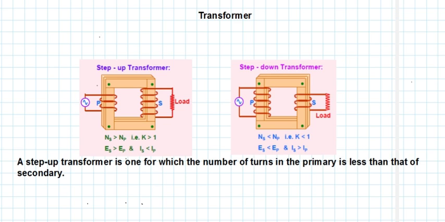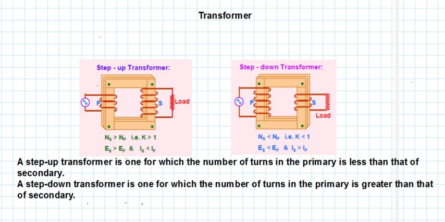Now, a step-up transformer is one for which the number of turns in the primary is less than that of the secondary. So this is how we are defining a step-up transformer. Primary number of turns will be less, secondary number of turns will be more. Okay.